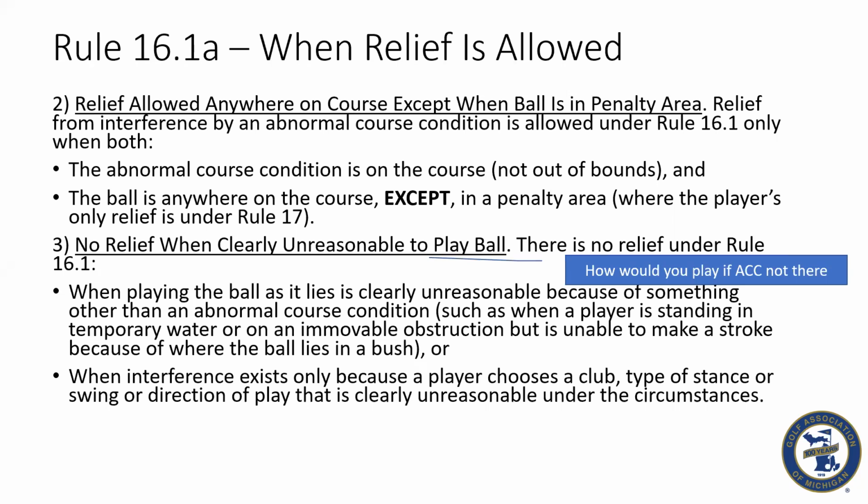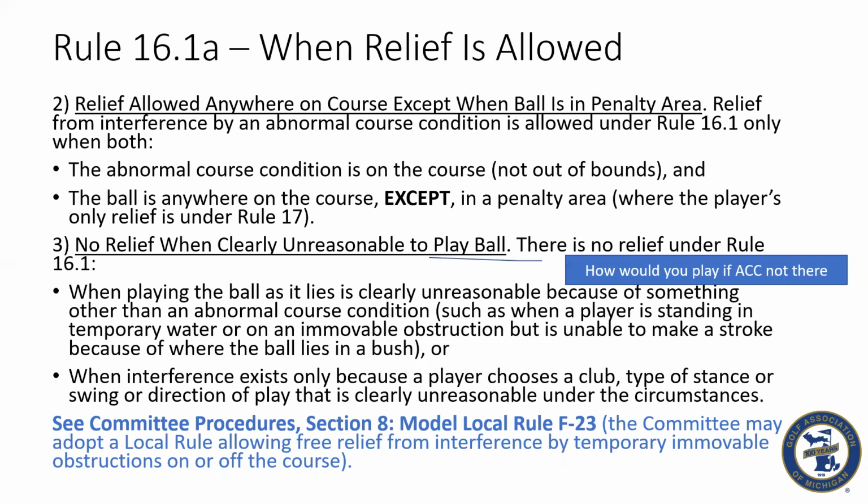I think that happened to Tiger maybe more than a few years ago now. I think he was trying to get embedded ball relief. Yeah, it was in the sand, underneath the shrub, and he took embedded ball relief and didn't get it. Couldn't have it. Right. And so again, these are two situations where the player is not going to get relief, even though they do have interference from an abnormal course condition.